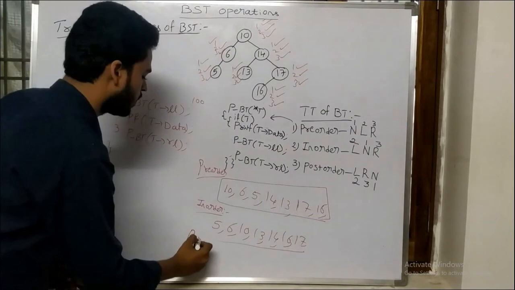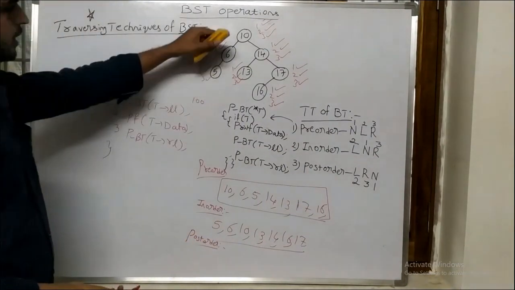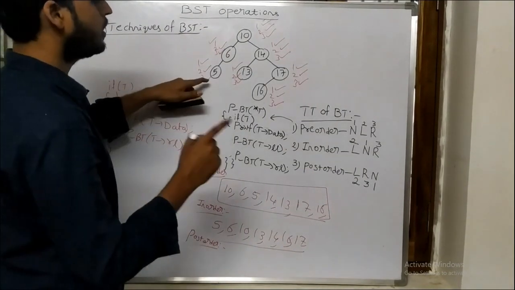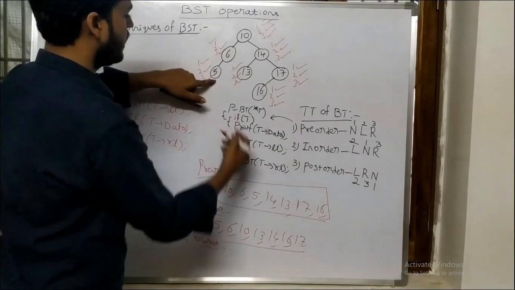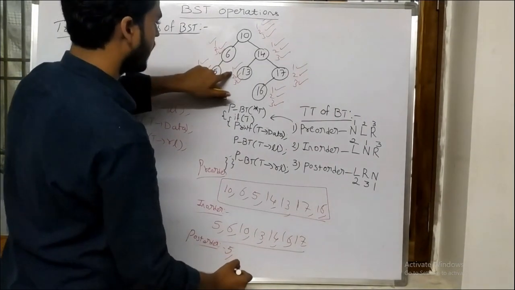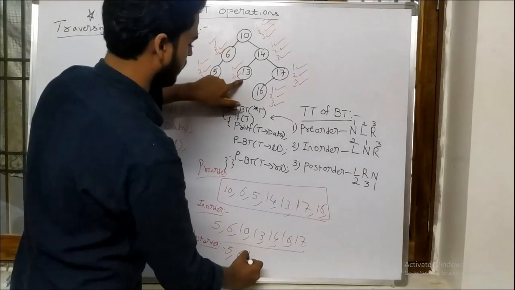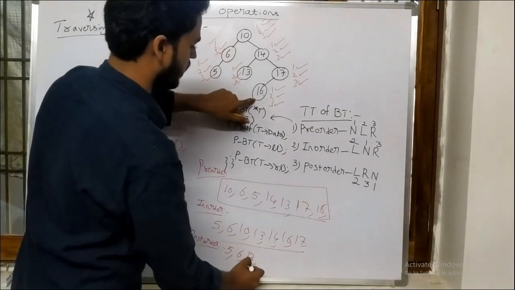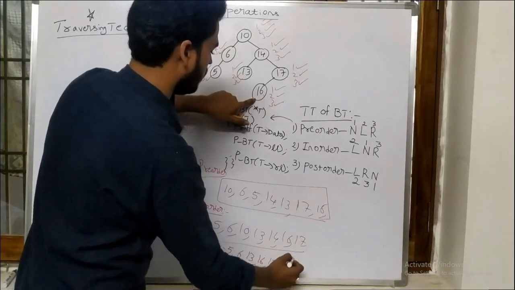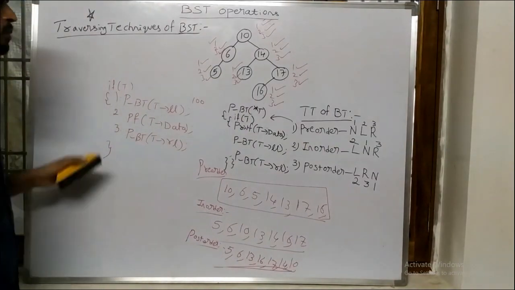What about the post order for this one? The post order for this one is, I will simply write, post order is left, right, then node. Left, right, and then node. If you practice, you will get it. Then right, then node. Then left, right, node. Left, right, node. Left, right, node. This is the corresponding post order for the given tree. Okay, I am just simply writing.